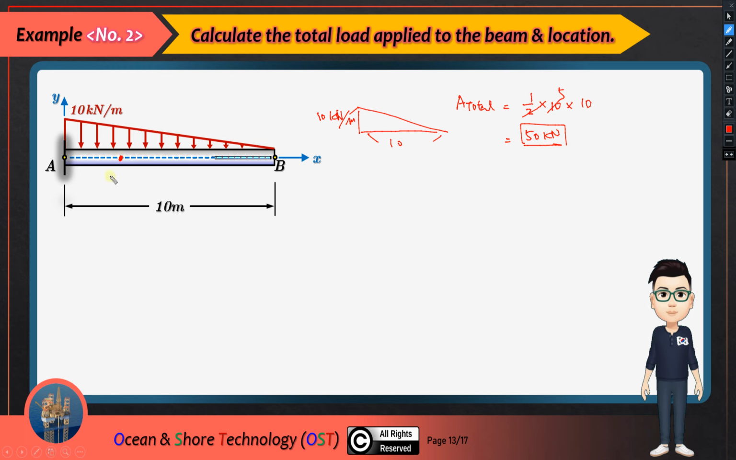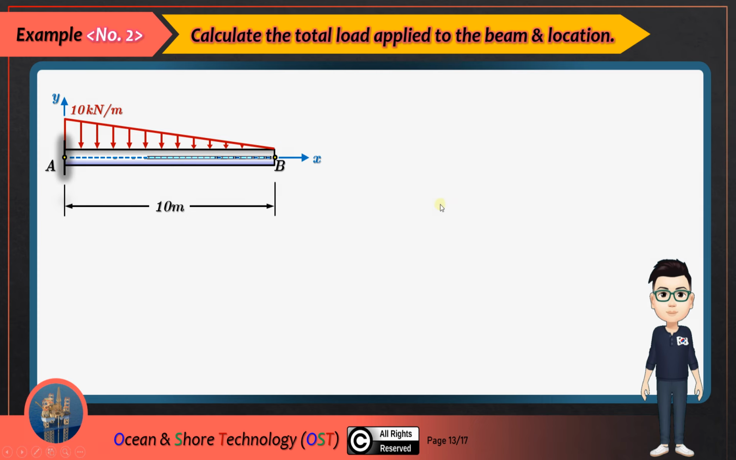And the location is like here, this is 1/3 times B. B is actually the length, so that will be 10/3 here, and the total amount of the force is 50 kilonewton. So this is quite simple, isn't it?